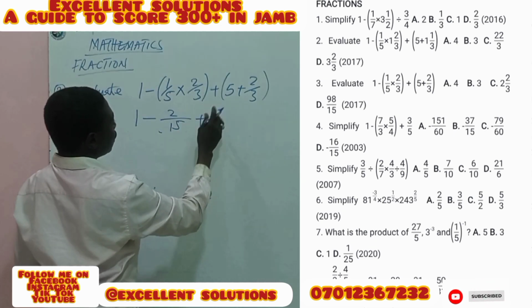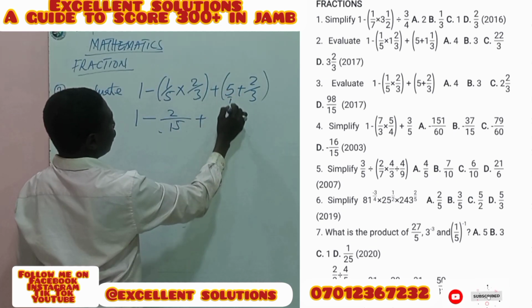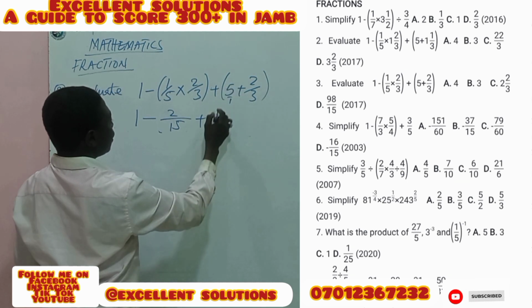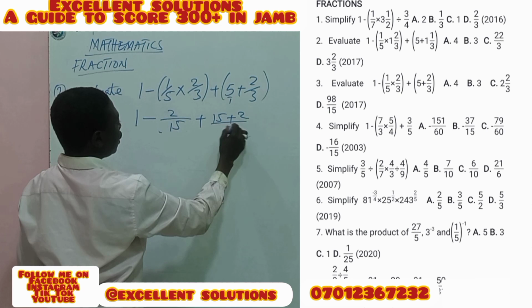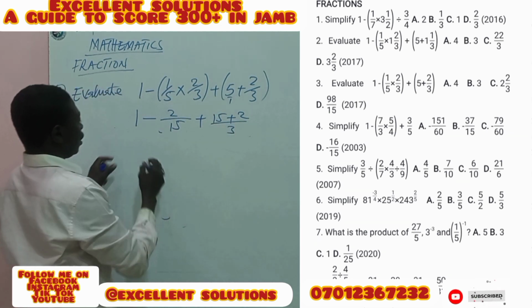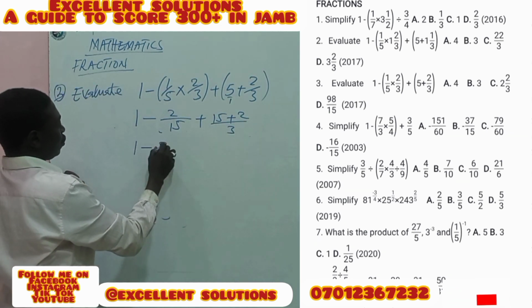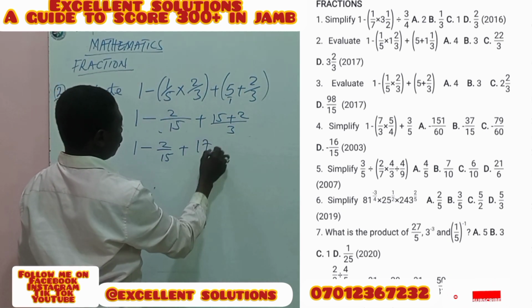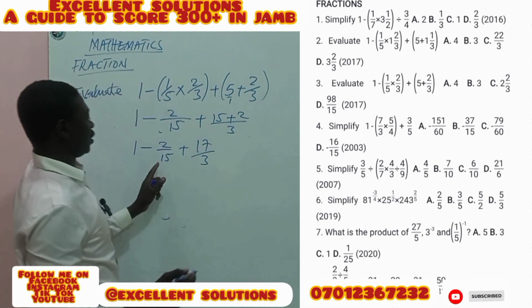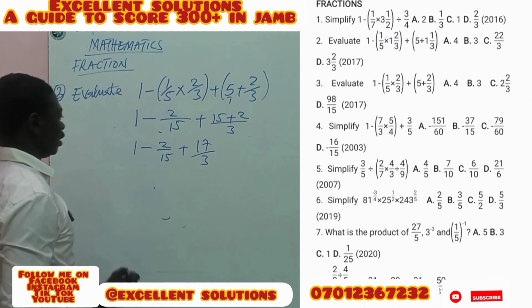Then we now say plus. The LCM of this one is the same as over 1. So we now have 3 times 5, we have 15. Plus 1 times 2, we have 2 divided by 3. So this now becomes 1 minus 2 over 15 plus 17 over 3. So the LCM of 15 and 3 is 15.